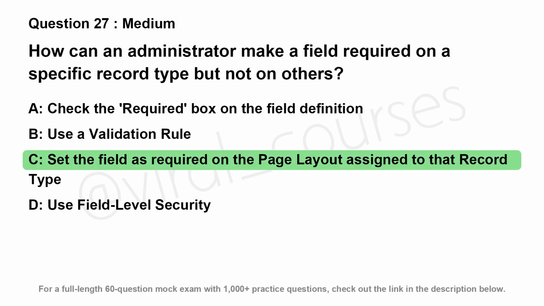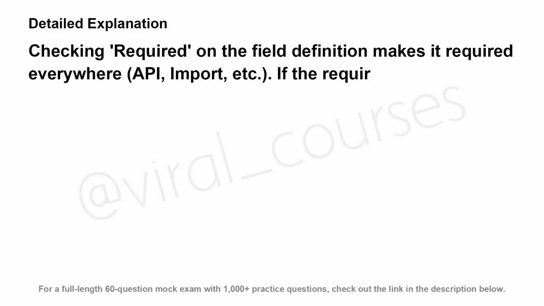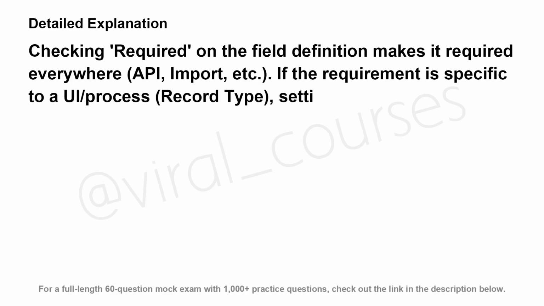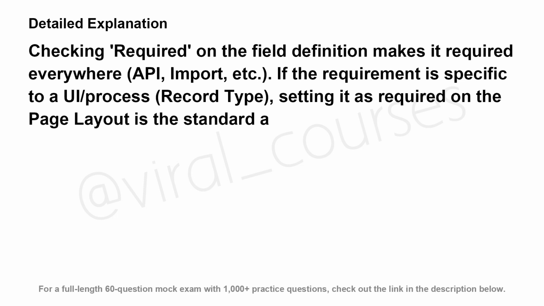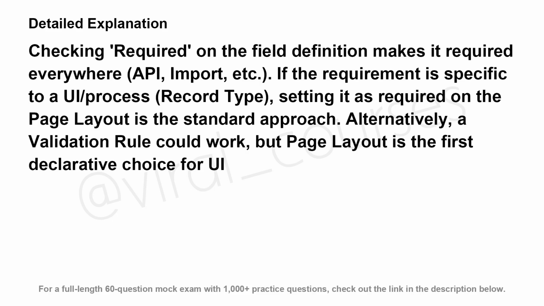The correct answer is C. Checking required on the field definition makes it required everywhere: API, import, etc. If the requirement is specific to a UI process, record type, setting it as required on the page layout is the standard approach. Alternatively, a validation rule could work, but page layout is the first declarative choice for UI-based requirements.